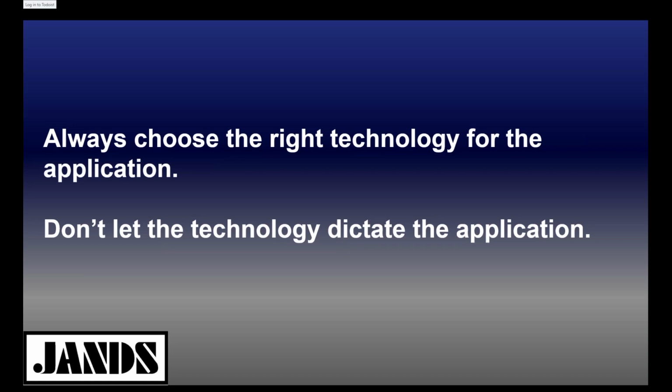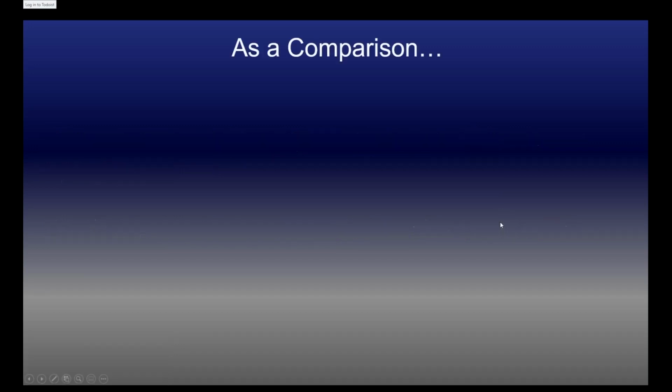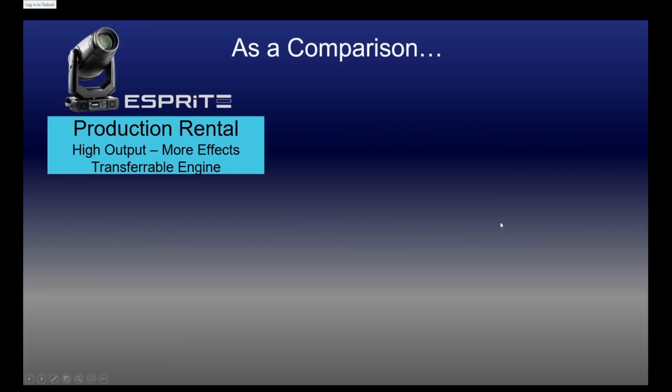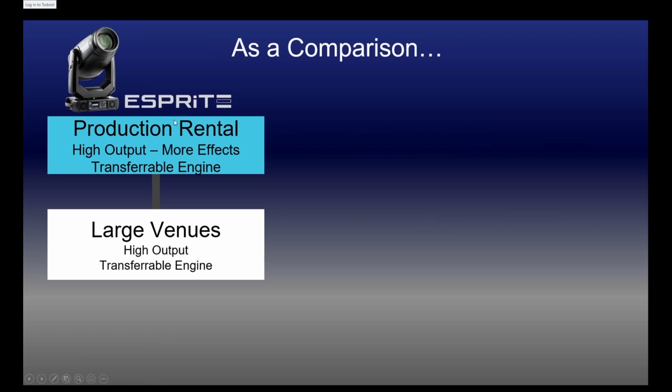Now, when we look forward into a bit of a comparison, and this is using some of our product obviously as a comparison, if you look at an Esprit, which is a white light LED source, you'd be looking at places like production rentals, so high output touring products, so more effects and more high output. The more you put in front of that light source, the brighter you need that light source to be. As you start putting in prisms, as you start putting in gobos, stuff like that, you need a brighter LED source behind it.